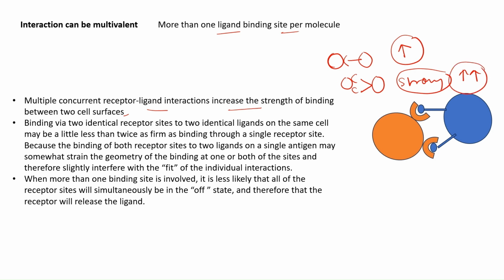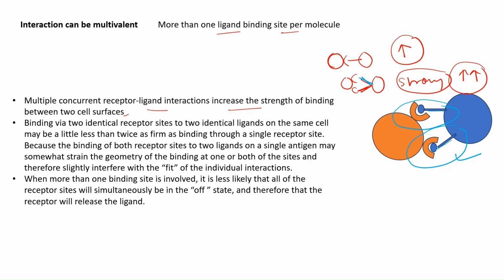Because when it is binding with two sides, the binding at one side will somehow strain the molecule. As you can see here in this diagram, with one it is fitting properly, with one it has to bend a little. So binding at one location will strain the binding at another location. So the binding is definitely more compared to binding with one side, but it won't be double, because binding at one side will strain the binding at another side.